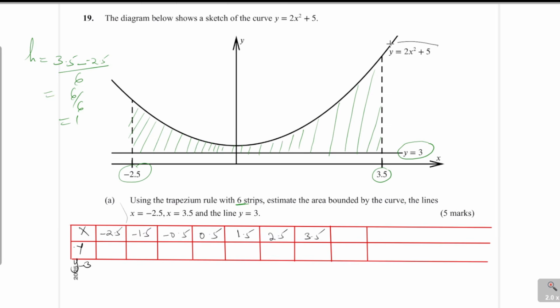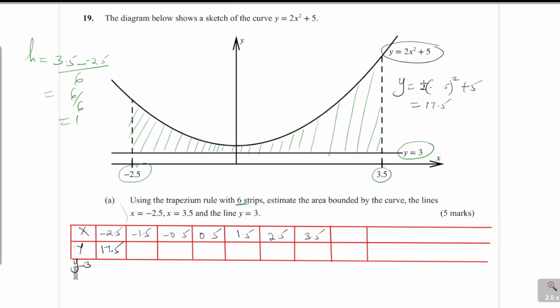So using this function to get the values of y, you substitute. For example, the first one, when x is -2.5, you compute 2(-2.5)² + 5. You are simply substituting the values of x into this function because you want to get the area below that curve. Use a calculator and that will give you 17.5. You do the same for -1.5, just substituting here.